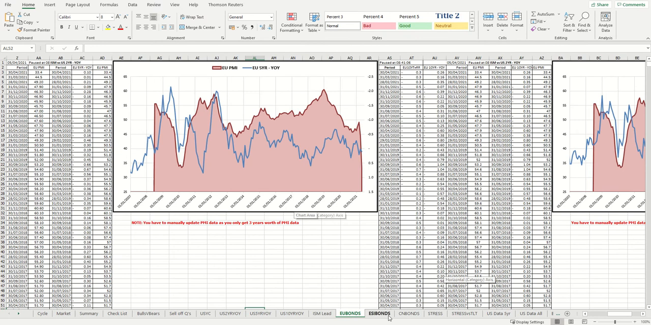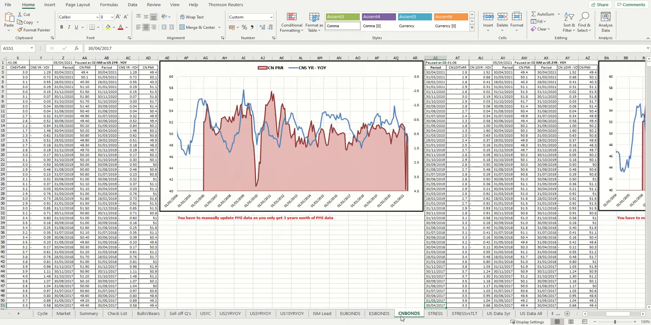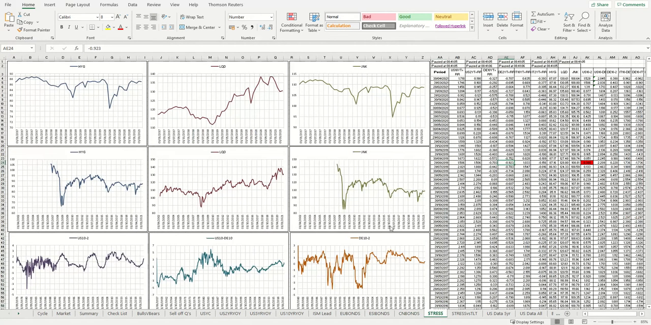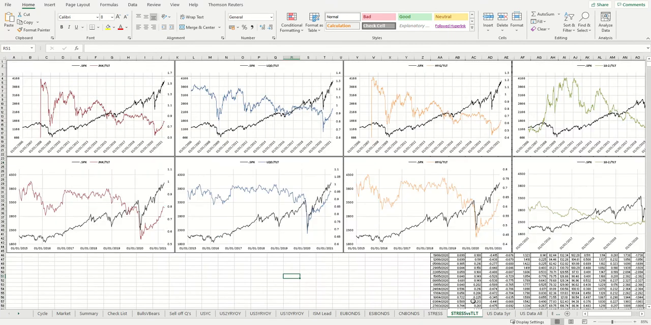Got leads for the European bonds, the ESI, China as well, different stress indices and how they're feeling, and then stress versus safety, which is seen as in TLT, and how has that chart developed and what does it compare to the SPX in the overall market.